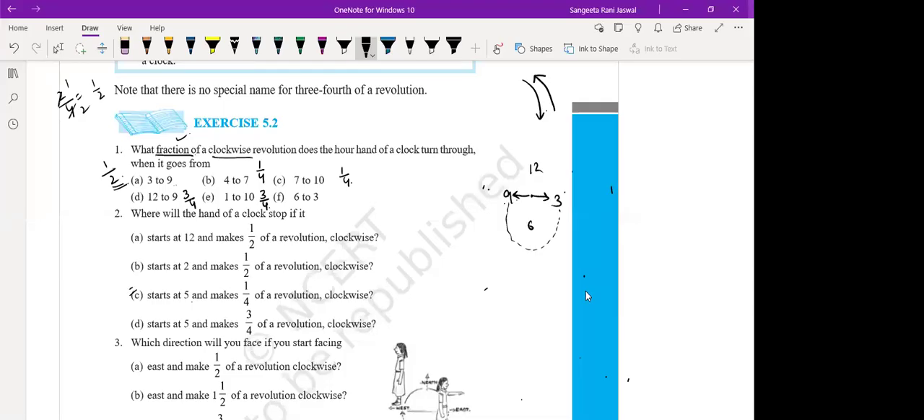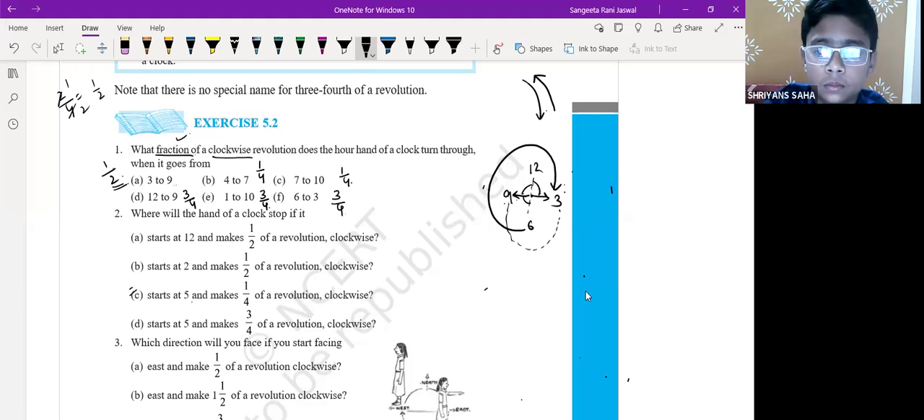Ma'am, 6 is here, then moving clockwise. 1, ma'am. 6 to 3, beta. See, the needle: 6 is here. It's moving clockwise. It will start from here and it will end at 3. So how many right angles? This is one right angle here, another right angle and another right angle. So this means how many? 3/4 of a revolution. Yes, ma'am. Okay, Nishika.